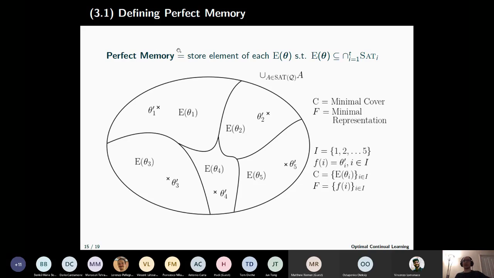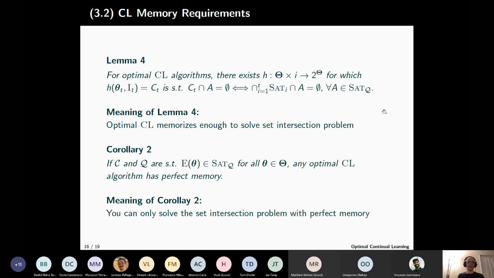And if you want to write this formally, you write it like I've written it up here. You store an element of each Eθ such that that Eθ is still a subset of the intersections, which means that that particular class of functions from X to Y has not been ruled out yet by the tasks you have observed so far. Don't worry about the minimal cover and minimal representation. I don't think we need them for the presentation.